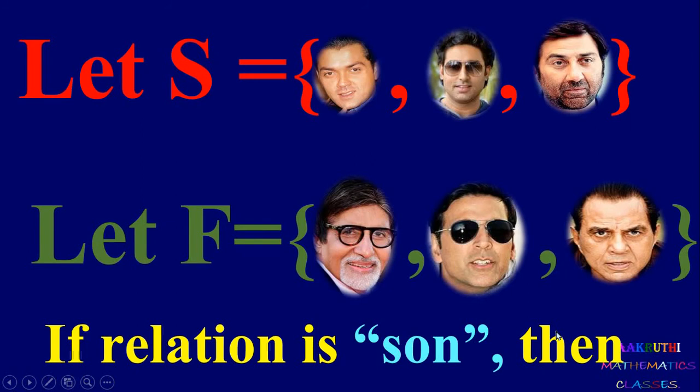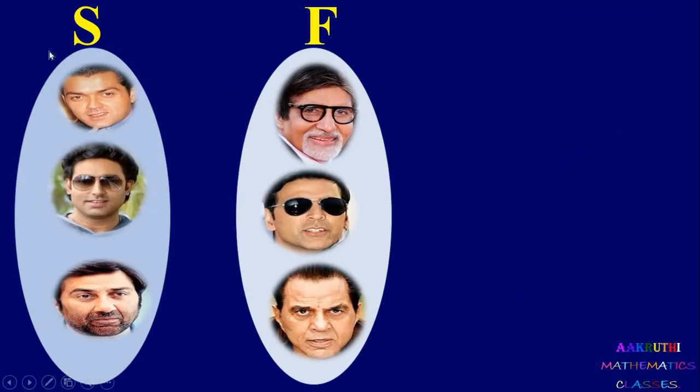Now first we draw this relation. Here set S is with Bobby Deol, Abhishek Bachchan and Sunny Deol, and set F with Amitabh Bachchan, Akshay Kumar and Dharmender. Here the relation is 'son of'. We know that Bobby Deol is son of Dharmender, Abhishek Bachchan is son of Amitabh Bachchan, and Sunny Deol is son of Dharmender. Therefore Bobby Deol is related to Dharmender, Abhishek Bachchan is related to Amitabh Bachchan, and Sunny Deol is related to Dharmender by the relation 'son of'.